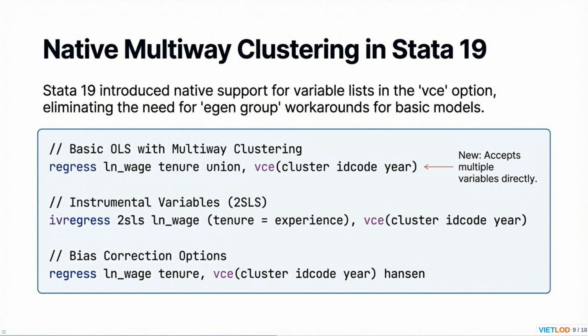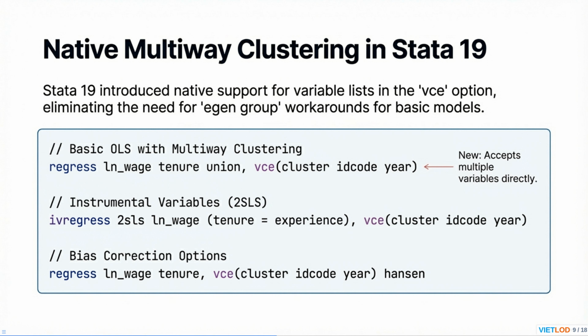A major update in Stata 19 is the native support for multi-way clustering within the vce(cluster) option. Previously, users often had to create a combined group variable, for instance using egen group, which was cumbersome. Now, you can simply list the clustering variables directly in the option. For a basic OLS model, the syntax is regress, vce(cluster var1 var2). This native support extends to other models as well, such as instrumental variables regression using ivregress with the 2SLS estimator. Additionally, Stata 19 provides various bias correction options, like the Hansen correction, that can be easily added to the command.